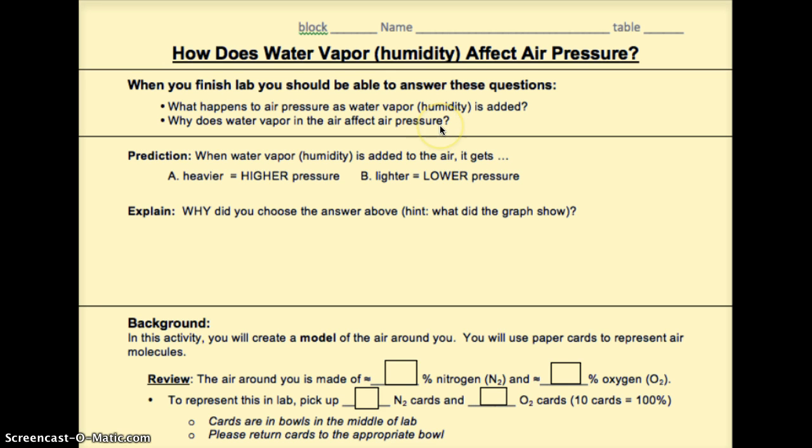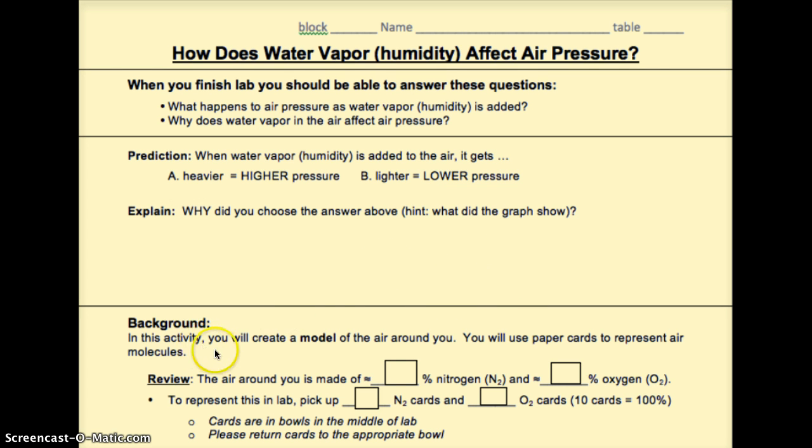So if you look at the graph that you just finished talking about, look at the relationship between dew point and air pressure. Remember, high dew point means there's a lot of water vapor in the air. So when water vapor humidity is added, what happens to the air pressure? Did we get higher pressure, which is heavier air, or lower pressure, lighter air? While I'm calling this a prediction, the graph actually showed you this relationship. And then explain why you chose your answer. Pause the video as you're writing.